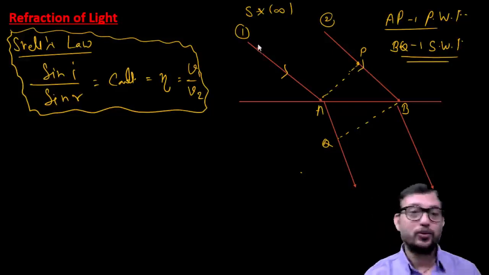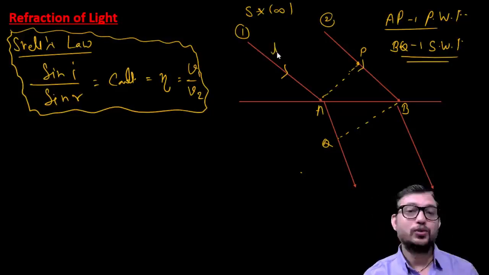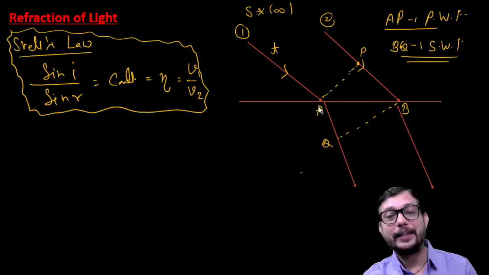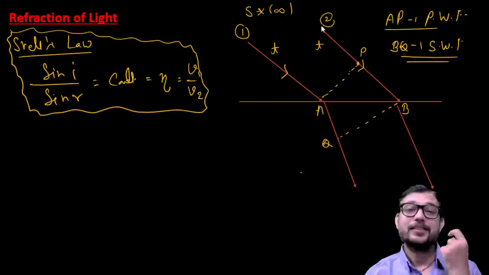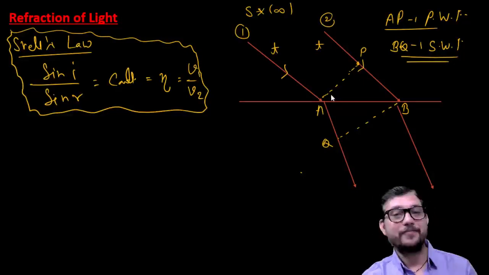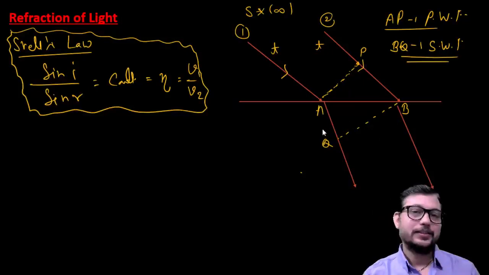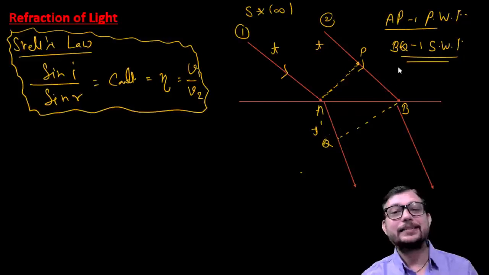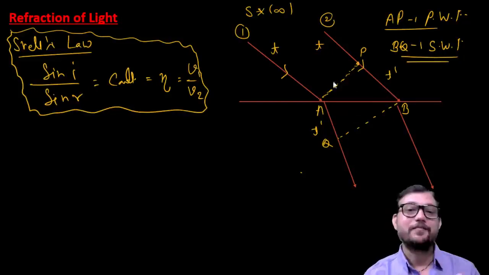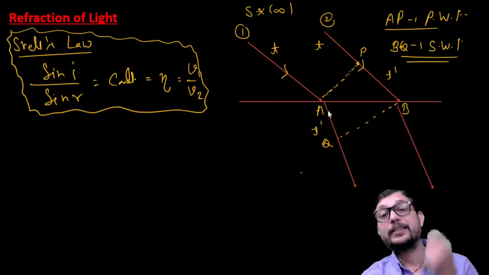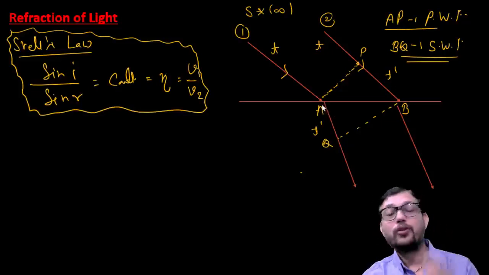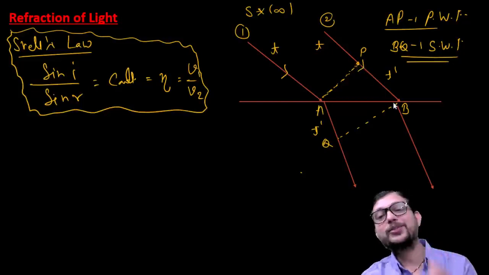As I have told you, the time to reach from the source to point A is taken as t, and the same time t is taken by ray 2 from the source to point P. That's why this is the primary wavefront. And this time will be taken as t dash. It means ray 1, or wave 1, will move from point A to Q in time t dash. At the same time t dash, ray 2 will move from P to B.